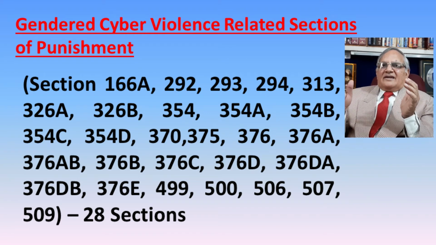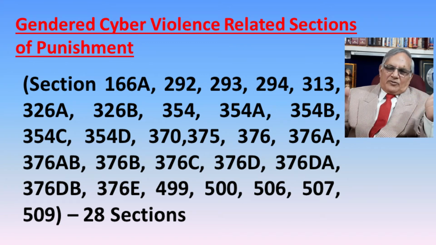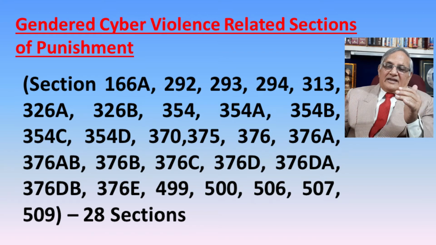Now 376C. If the intercourse is by the superintendent of a jail or remand home, if the lady is in the remand home, then even if it is with the consent of the lady, if the jailer or the person in charge of the remand home does the intercourse, then it is an offense under section 376C, and the imprisonment for this is up to 5 years with fine. It is a cognizable offense.